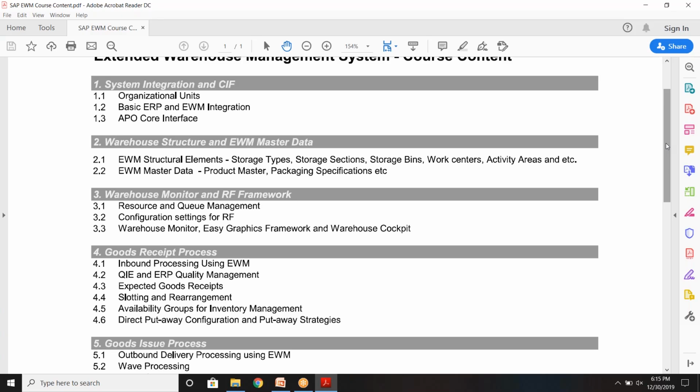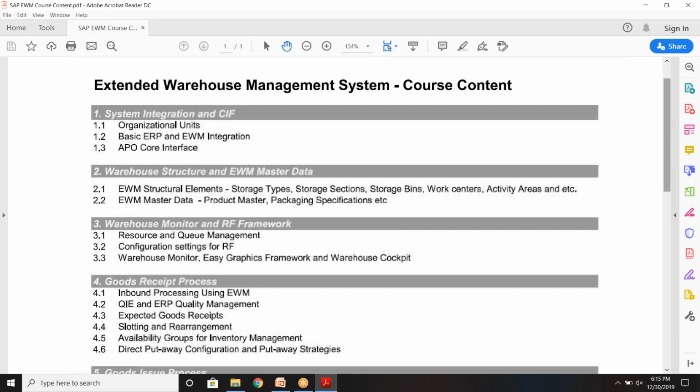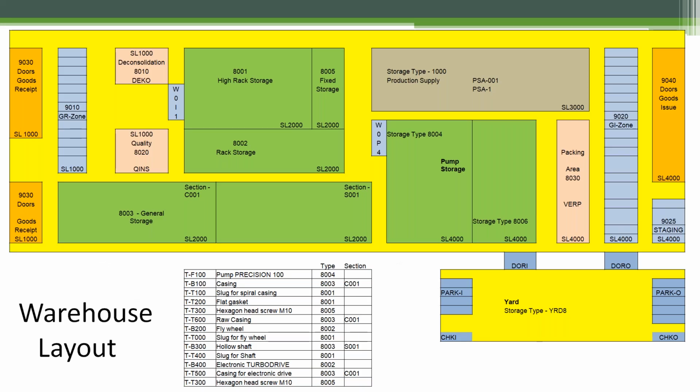We are going to implement a case study warehouse while we are understanding the concepts. So we'll create a warehouse together, create a new plant, storage location, assigning it to a company code. We will create our own structure elements in the warehouse. So this is going to be a template warehouse where we are going to go through a case study of a pump manufacturing. These are all the components of our finished product pump which we are going to manufacture.